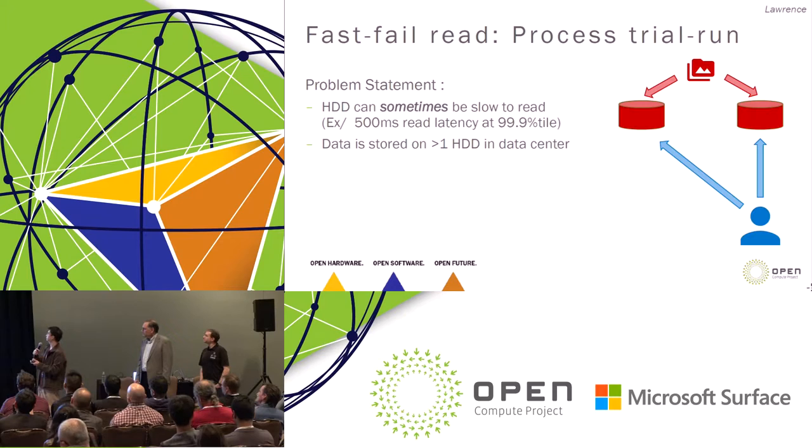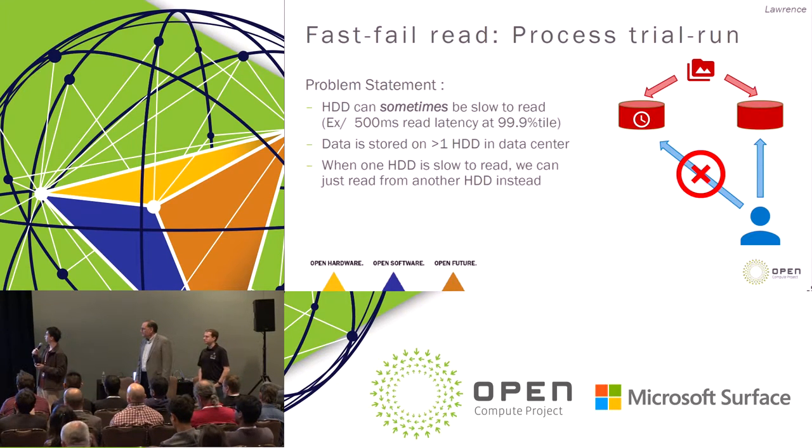Well, if so, we actually store data replicated in certain ways on multiple hard drives. In this example over here, I've shown that that single image is stored on two hard drives in this given data center. And so the user can potentially read that image from any one of these two hard drives and would still be able to get that image. And so if the hard drive on the left is actually slow, well, I can read from the hard drive on the right. Right? So in other words, we can pick where we want to do the read.